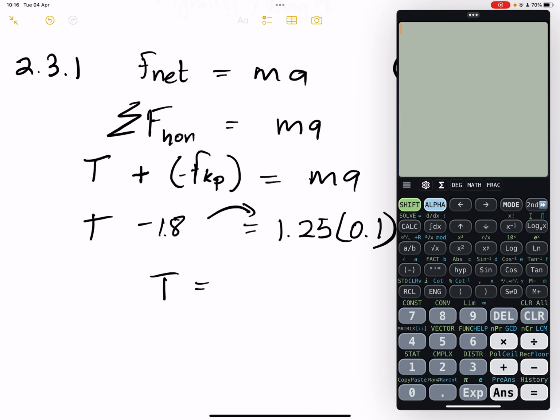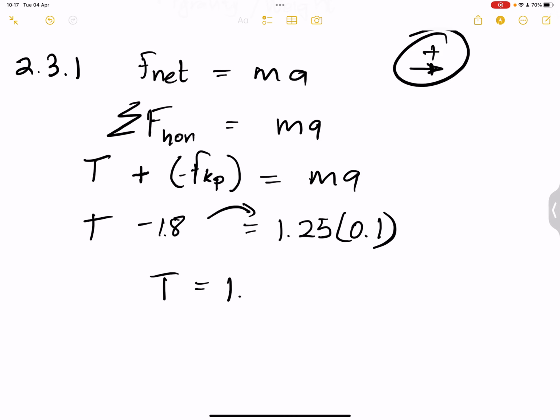I'm going to do that. So that's 1.25 multiplied by 0.1, okay? And in this case, we add 1.8 to that, and that gives us 1.925. For the sake of accuracy, ladies and gents, of course you can say 1.93 newtons. In this case, that is what you would get for that.